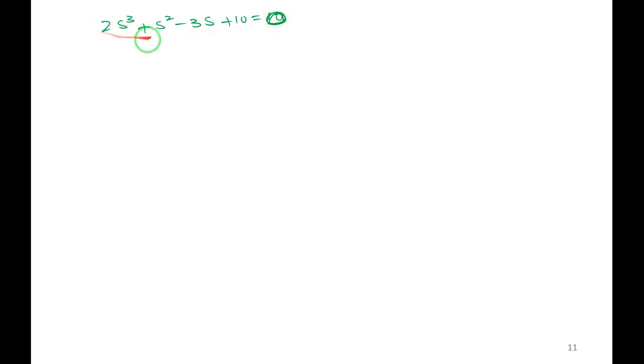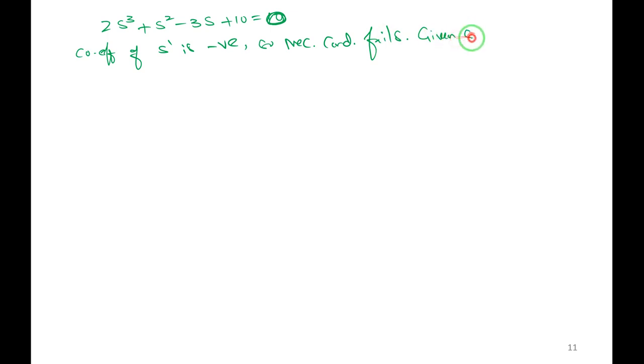Next, observe. All the powers of s are present: s cube, s square, s power 1. Observe the coefficients. The coefficient of s power 1 is negative, right? It is negative. So the necessary condition fails. If the necessary condition fails, the given system is unstable. They are asking whether the system is stable or not, and I came to know that it is unstable. No need to go for proving the sufficient condition.